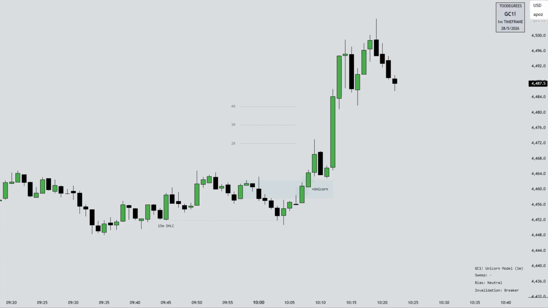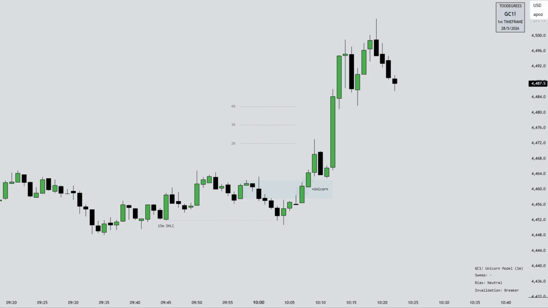Price trades lower into the 15-minute OHLC reference and starts forming a local sweep beneath the short-term lows. But instead of accepting lower prices, buyers immediately step back in and deliver strong bullish displacement. That displacement is what changes the state of the market. The unicorn model then identifies the bullish retracement zone right before the expansion phase fully develops.